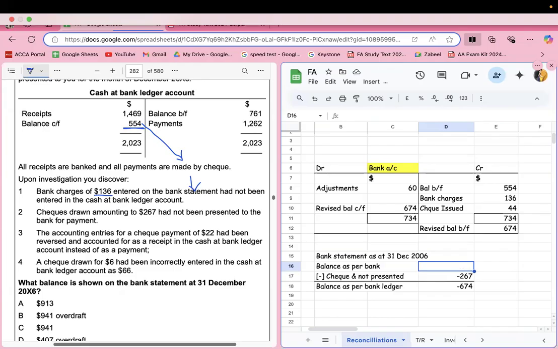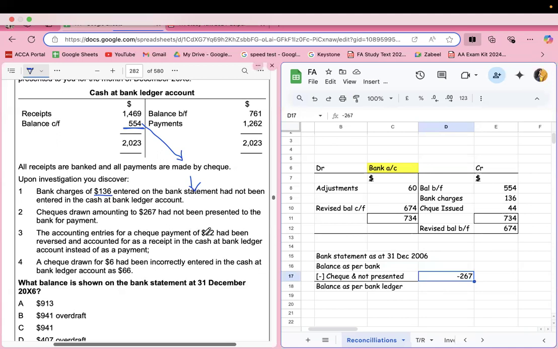And the check which has not been presented needs to be deducted from the bank statement because you have already adjusted it in the bank ledger account. Clear? So you have deducted that from the bank statement. Because it is rightfully to be deducted, right? The bank is taking some amount of time. No problem. We are going to deduct it in our reconciliation statement. Clear? Okay.